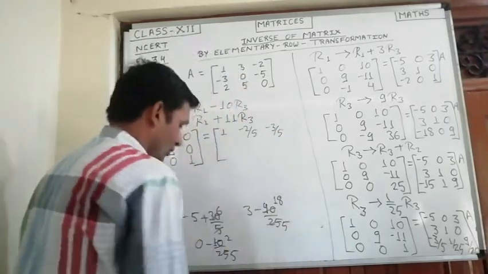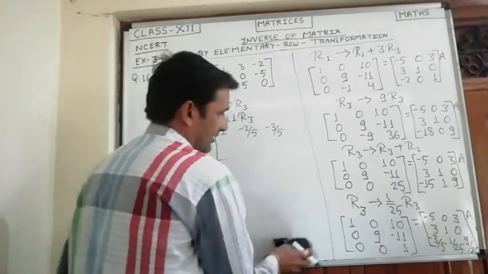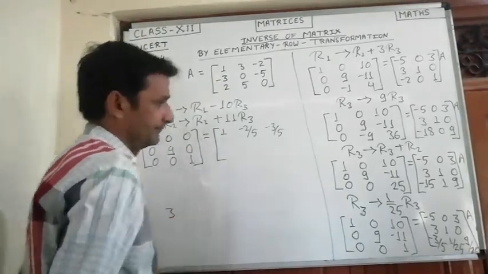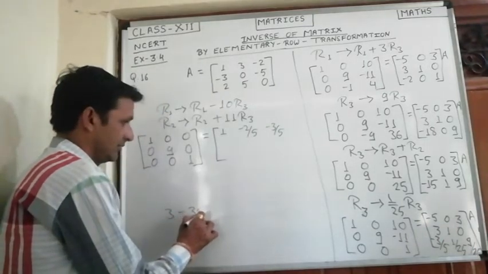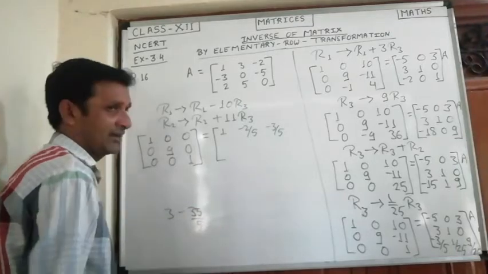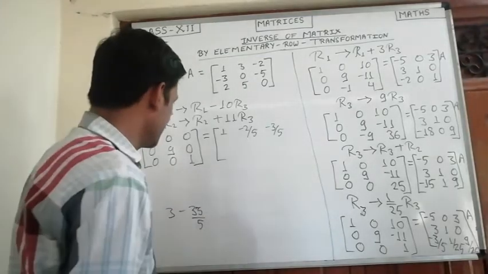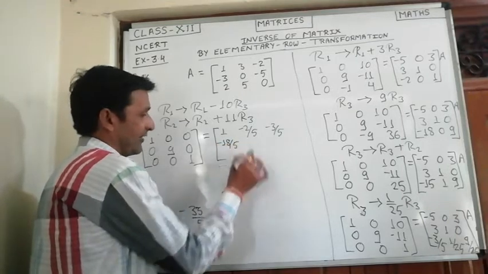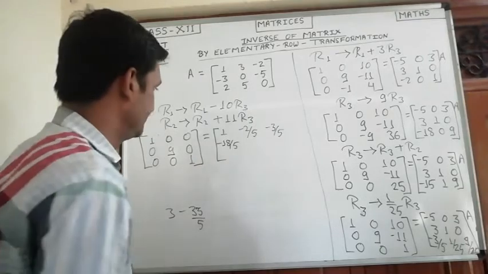Now in second row, we are applying R2 plus 11 R3. See R2 plus 11 R3 means what? 3 minus 3 into 11, 33 upon 5. 3 minus 33, 33 upon 5. So it will be 5 3s are 15 minus 33. 3 5s are 15 minus 33. So 15 minus 33 is minus 18. Minus 18 by 5. That is minus 18 by 5.